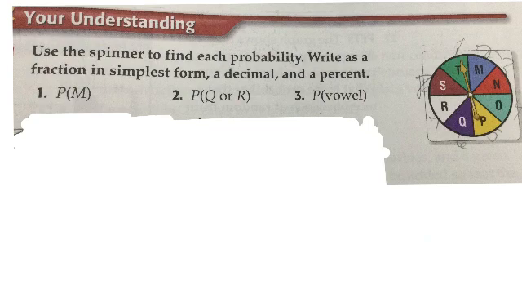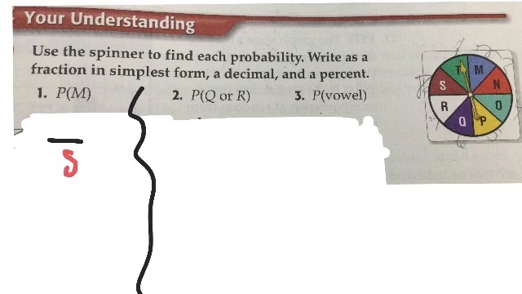Okay, so let's do 1. One's easy. Pick a number 1 through 6. Pick a number 1 through 2. Okay, so the probability of M. It's going to be a fraction, the number of favorable divided by the number of total. Put the 8 on the bottom. There are 8 total possible outcomes. And then there's only one M. There's only one way to get an M. So it would be 1 out of 8. The probability of getting M is 1 out of 8.